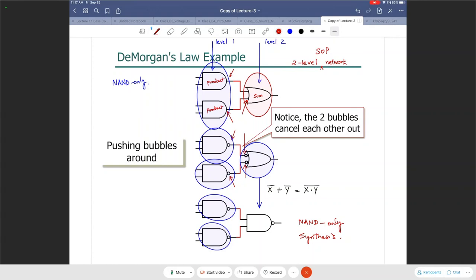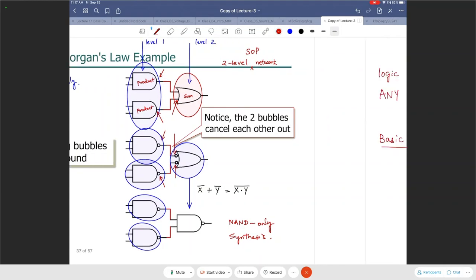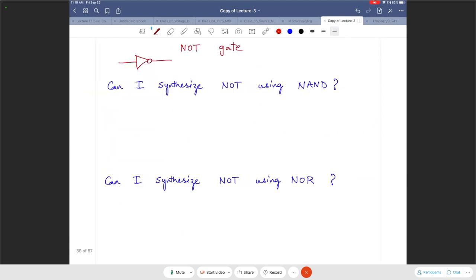All right, I also claimed that we could have done this by just using NOR gates, and I'll talk about that slightly later. What I'm going to need before I talk about that is this. The question is, can I synthesize a NOT gate using a NAND gate? So what I want is a NOT gate, but what I have is a NAND. Can I use NAND in such a way that I get NOT functionality? The answer is yes, because I've already claimed that NAND is a universal gate. Any logic function can be implemented by just using NAND gates. So I should be able to do that for a NOT gate too.